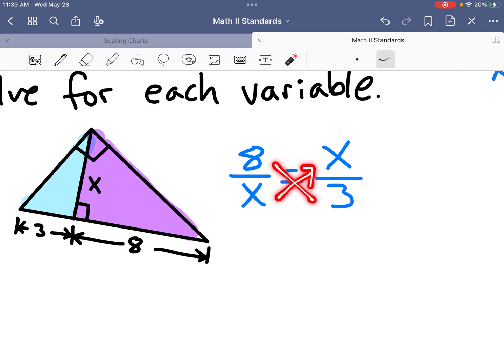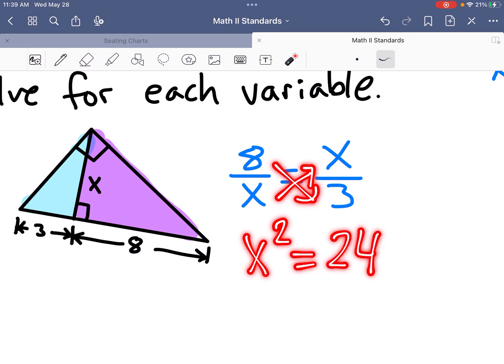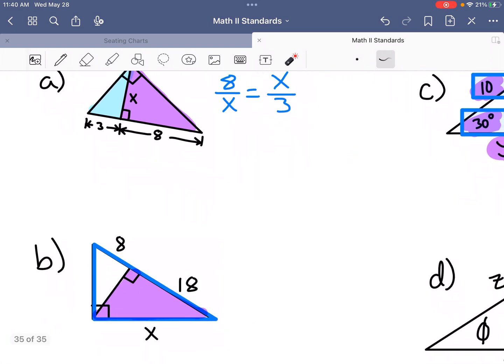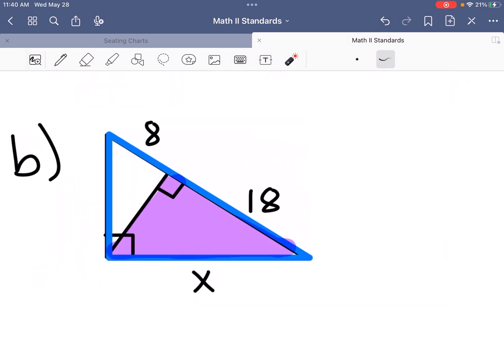And then we would do the same cross multiply and get x squared equals 24. Don't forget how to solve these. Take a square root, so x is equal to, well, you can just leave it as the square root of 24, or simplify it, or use a decimal approximation. This one down here is a little bit more complicated.